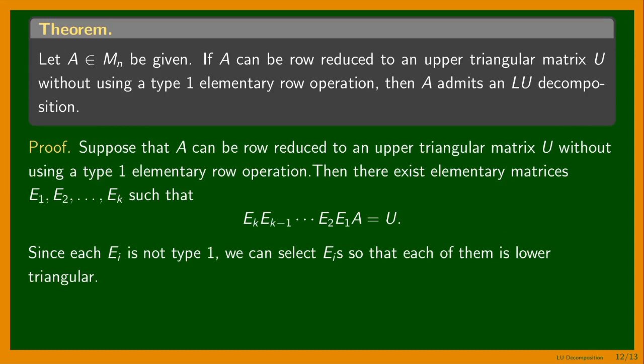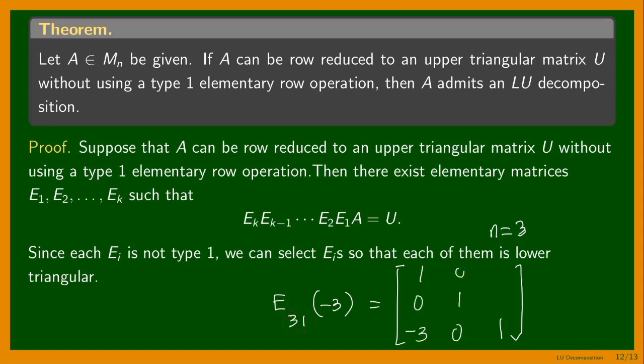Now, whenever you perform a type 3 operation, you are eliminating an element below the main diagonal, right? Because your goal is to have an upper triangular one. For example, we make use of E31 of negative 3. So this is a type 3 operation. As an elementary matrix, let's say the size is 3. What is the elementary matrix corresponding to this operation? It's just ones on the main diagonal, and then look for the entry (3,1) and put negative 3. Everything else is 0. As you can see, this is a lower triangular matrix. So, in other words, each of these can be chosen to be lower triangular. Therefore, their product is lower triangular. Meaning to say, this matrix is a lower triangular matrix.